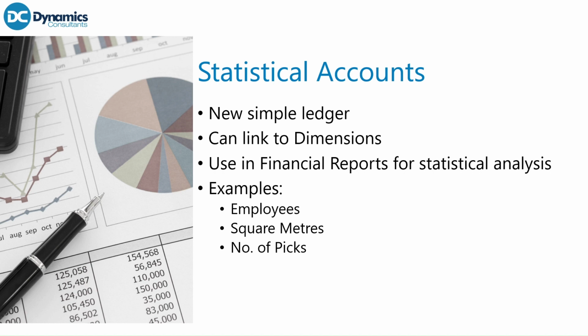You can assign them dimensions as well. For instance, with employees, you might assign a department dimension, so you can record the number of employees that you have in each department. This was released in Release Wave 1 this year. There's new functionality, released in Release Wave 2, that allows you to use these statistical accounts to automatically allocate when you're posting general ledger journals. So let's have a quick look in Business Central at these features.